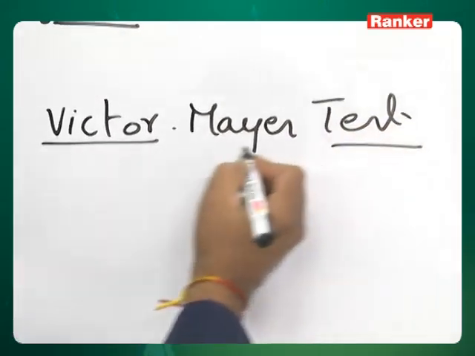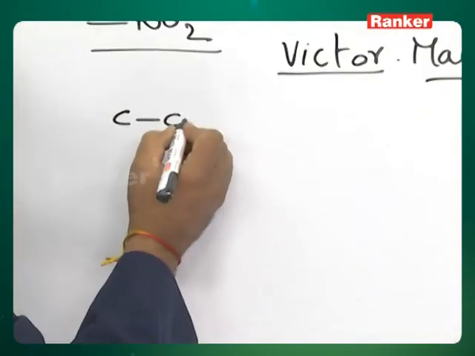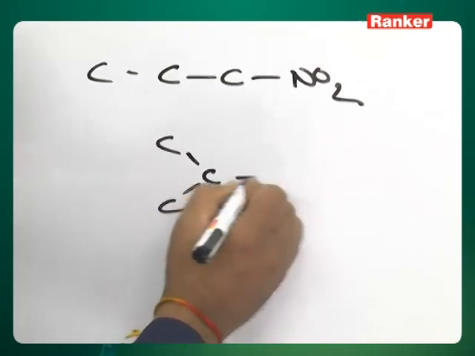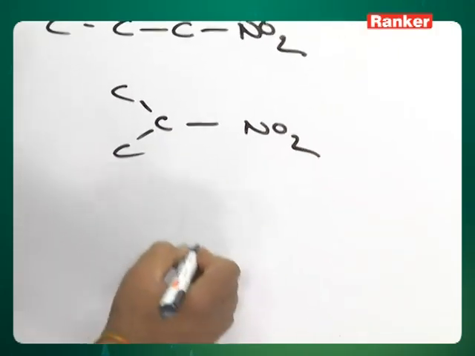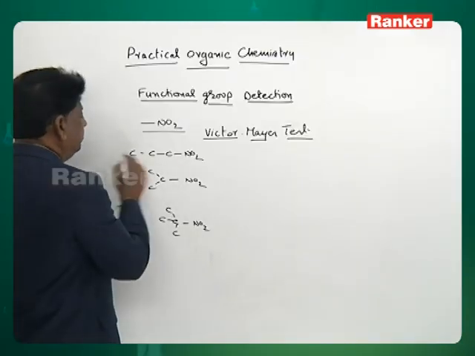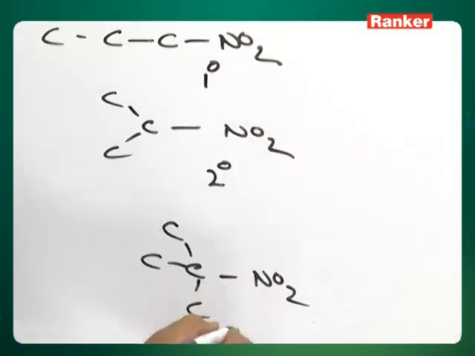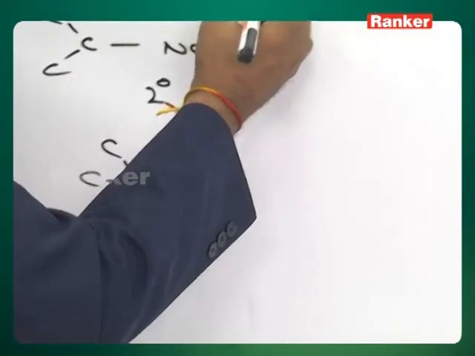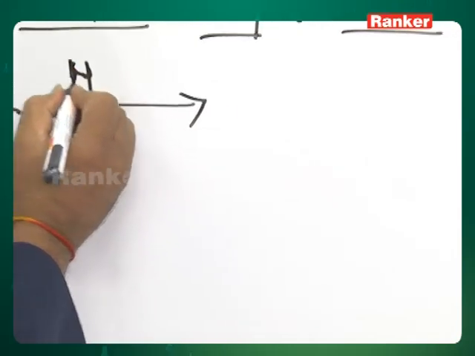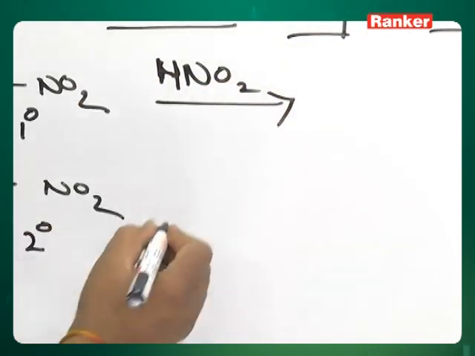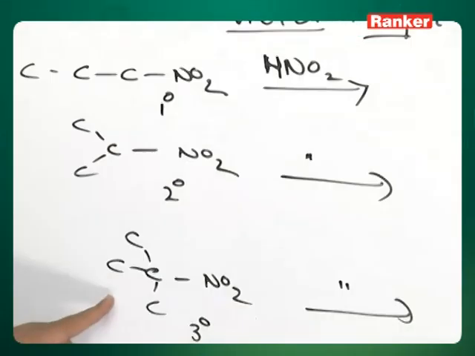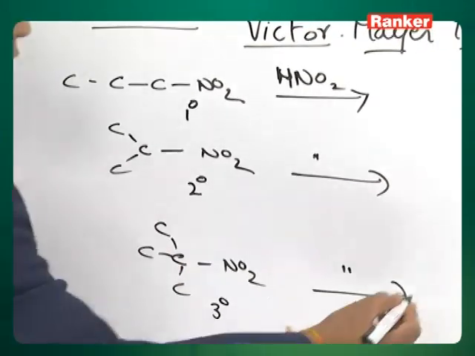Victor-Meyer test. In this test, we will take a 1 degree nitro compound, a 2 degree nitro compound, and a 3 degree nitro compound. All 3 varieties of nitro compounds, 1 degree, 2 degree secondary and tertiary, if you take, first add nitrous acid, HNO2. For all the 3 you add the nitrous acid in step 1. The tertiary, because there is no hydrogen, won't react at all.